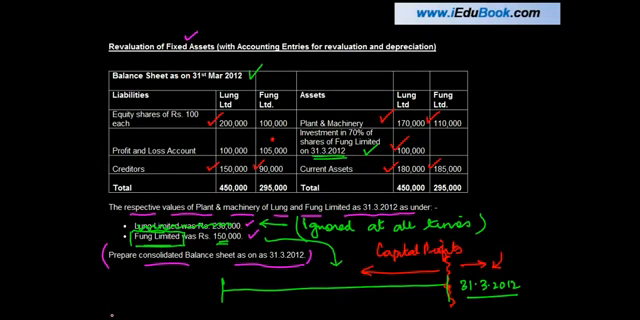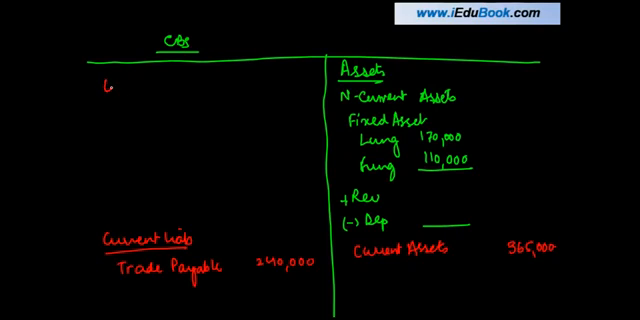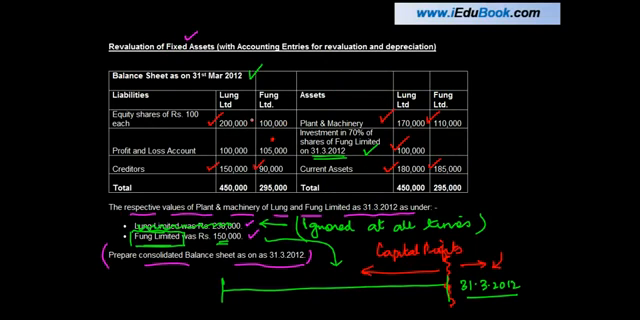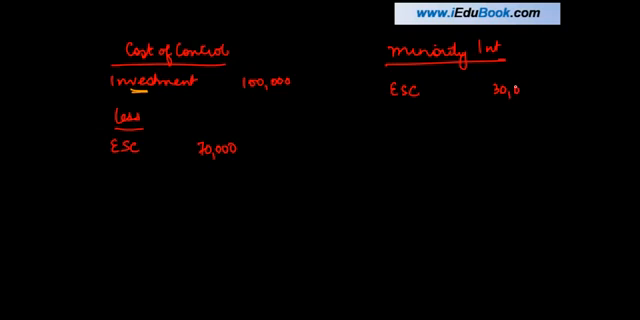Share capital, equity and liabilities, shareholder funds, equity share capital, 2 lakh. 1 lakh for the subsidiary company, this goes less. Equity share capital, 70% we are owning, so we reduce 70% from here. Minority interest, equity share capital, 30,000.